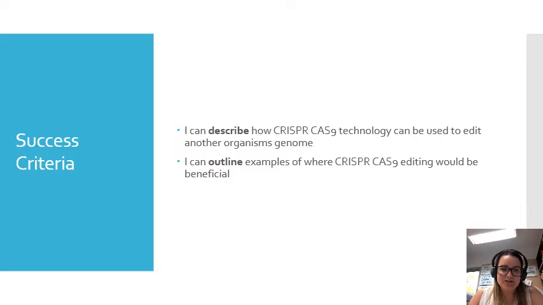So you'll know that you're successful in this lesson if you can describe how CRISPR-Cas9 technology can be used to edit another organism's genome, but you also need to be able to outline or identify examples where CRISPR-Cas9 editing could be beneficial.